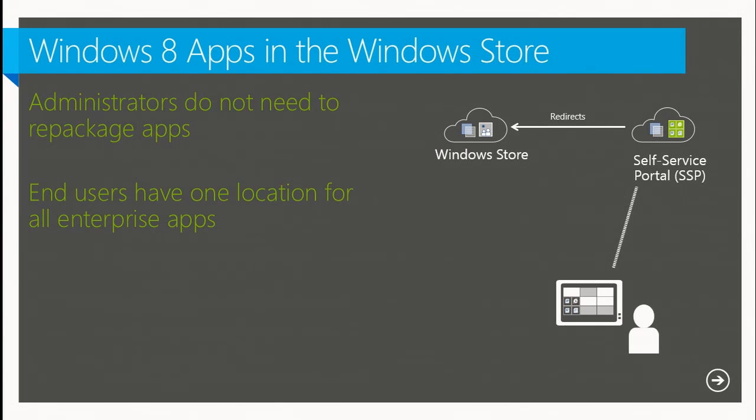Now, the benefit for the admin is clear, minimal overhead. This is great. The benefit for the user is that there is one place that they need to go to get the applications that their IT is providing for them to do their job. So they'll still go to the same portal, to the same catalog, where they're seeing all the applications that are available for them. And in case this is a link to the Windows Store, they're just going to be redirected.